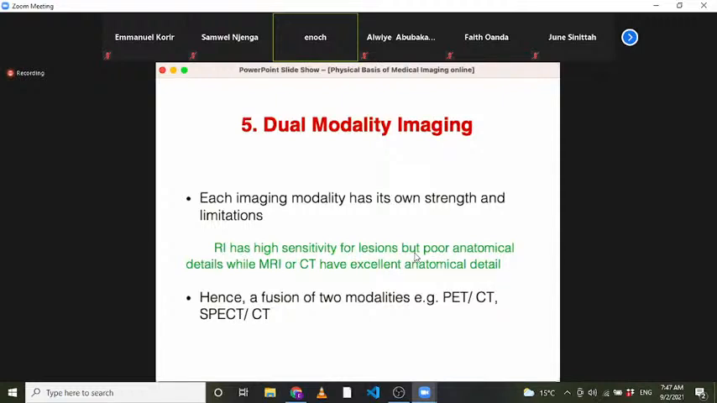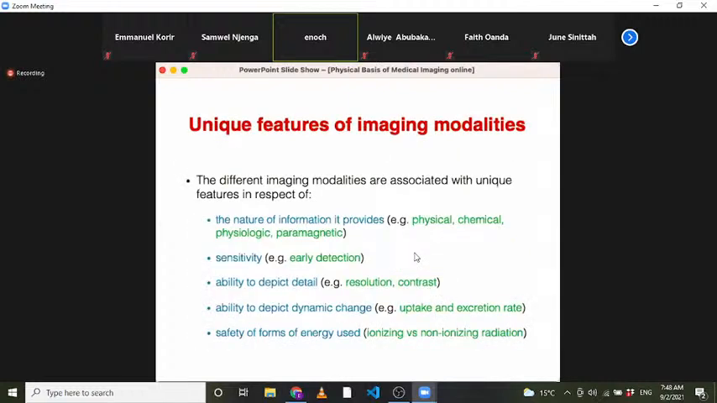So PET is useful for sensitivity for the lesions, but it has poor anatomical detail. If you look at the image, you'll see it is of poor quality, but its sensitivity over the disease process is quite high. Now MRI and CT have high anatomical detail, but in terms of sensitivity they may not be as high. Hence the fusion of the two.